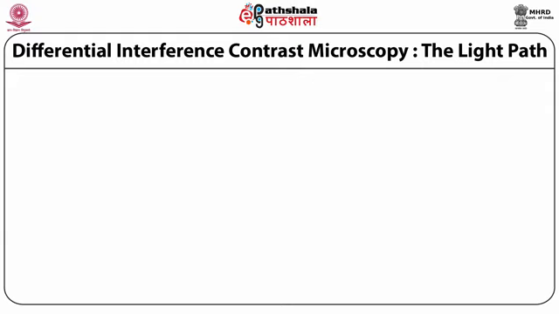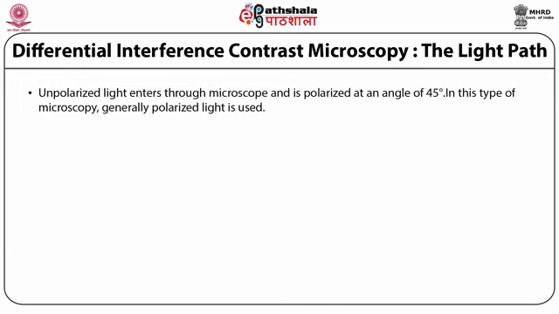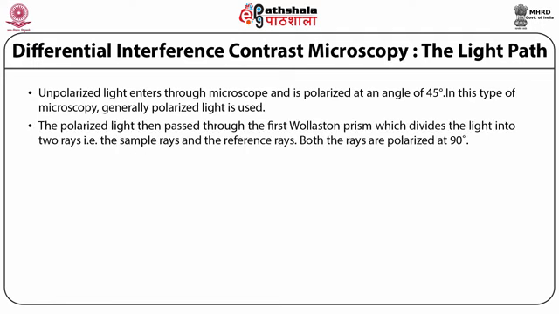Now, let us study the light path. First, the unpolarized light enters through the microscope and is polarized at an angle of 45 degrees. In this type of microscopy, generally polarized light is used. Second, the polarized light is then passed through the first Wollaston prism, which divides the light into two rays, that is, the sample rays and the reference rays. Both the rays are polarized at 90 degrees.